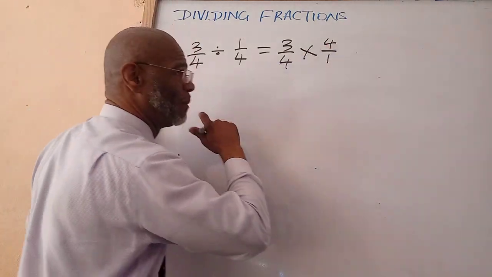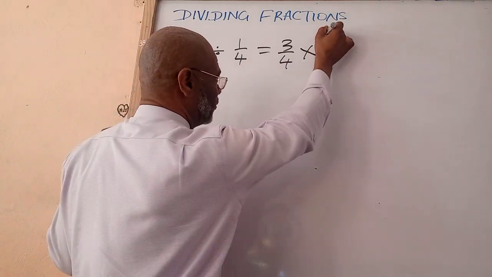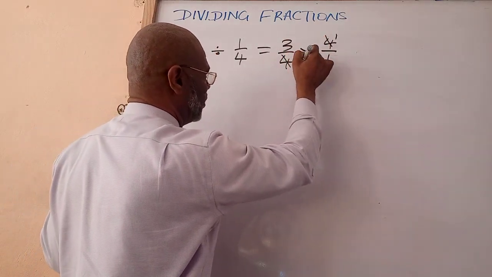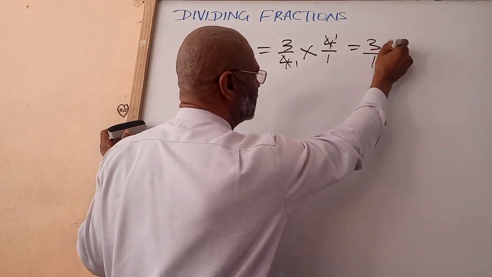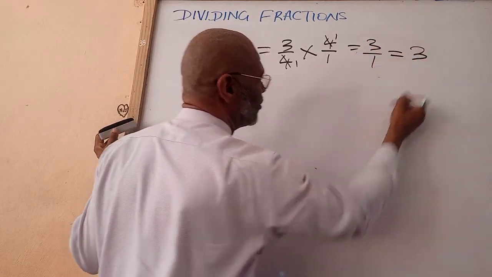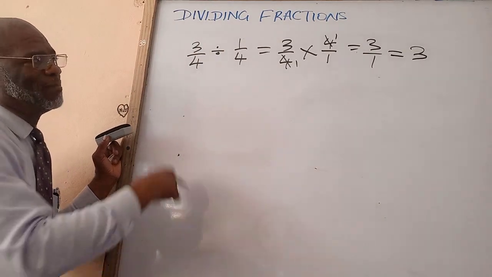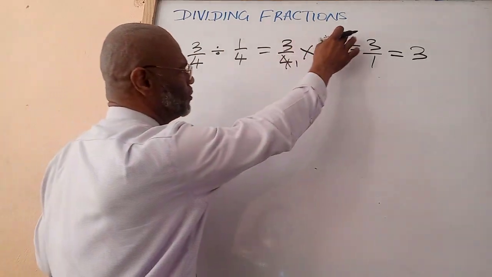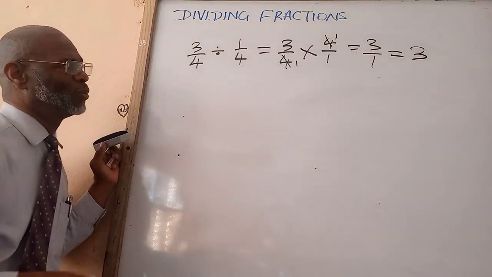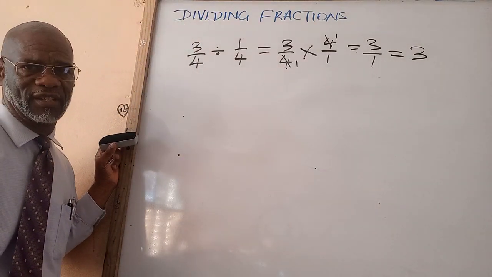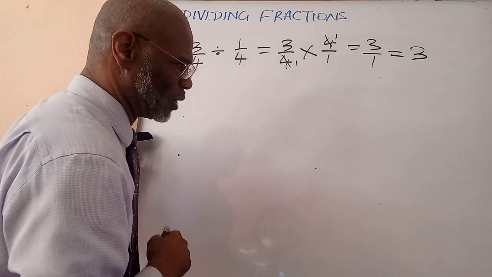4 and 4, they are common, so we can cancel. 4 into 4 is 1, 4 into 4 is 1, 3 times 1 is 3, and 1 times 1 is 1, 3 divided by 1 is 3. If you had multiplied across, you'd have gotten 3 times 4, 12, 12 divided by 4 times 1 is 4, and 12 divided by 4 is 3. Let's do another one.